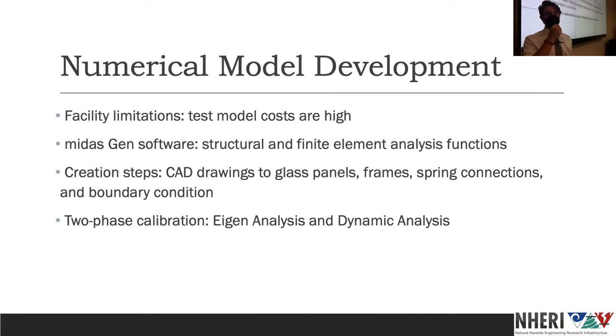And each and every section is either modified to more easily extract results or to make it as exact as possible. Once the creation is completed, there's a two-phase calibration process where we first use an eigenanalysis to compare the natural frequency of the software to the experimental model. And we use a dynamic analysis to compare some of the plots that we get to the model, making this as accurate as possible.